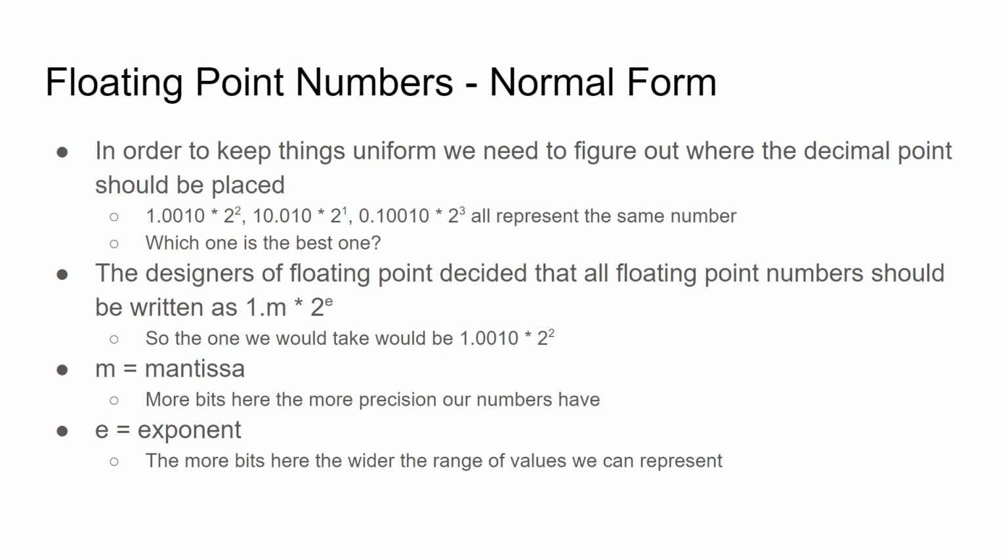So the designers of the floating point number system decided that all numbers should be written in the form 1 point the remainder of the mantissa times 2 to the exponent. The one that we take would be the first one, because it's always going to be 1 point something. Again, the more bits we have in the mantissa, the more precision we have. The more bits we have in the exponent, the wider the range of numbers. So we have to pick some balance in how we divvy up the bits between a more precise representation, the mantissa, and a larger range of numbers, the exponent.